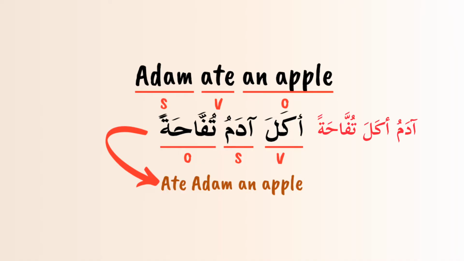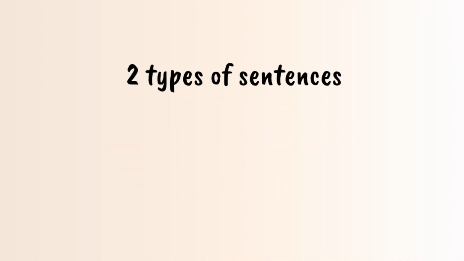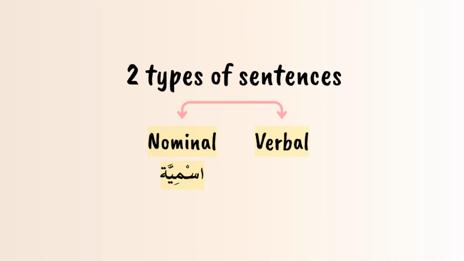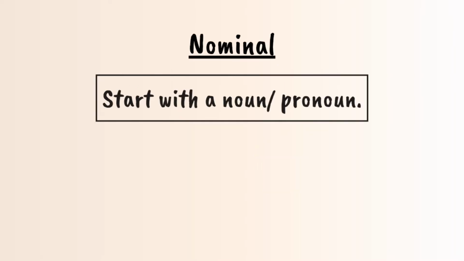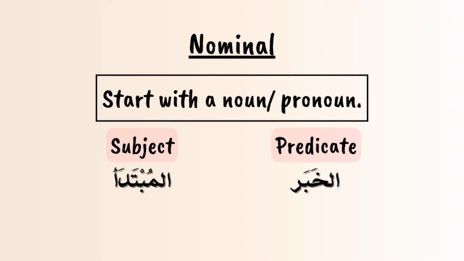Now, it's true that Arabic is a VSO language, but the verb is not always there in the sentence. That's why we have two types of sentences, nominal, ismiyah, and verbal, fi'liyah. Let's start with nominal sentences. Nominal sentences are sentences that start with a noun or a pronoun. They consist of two parts, the subject, al-mubtada, and the predicate, al-khabar.